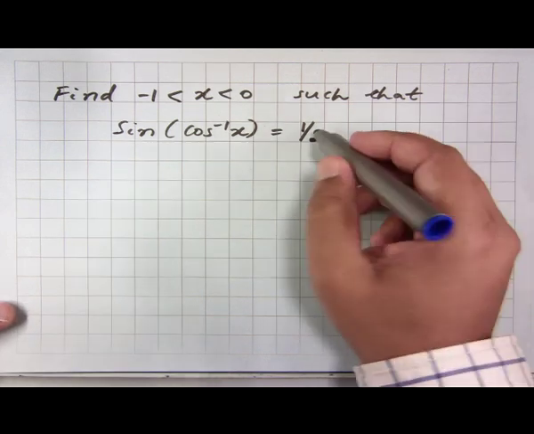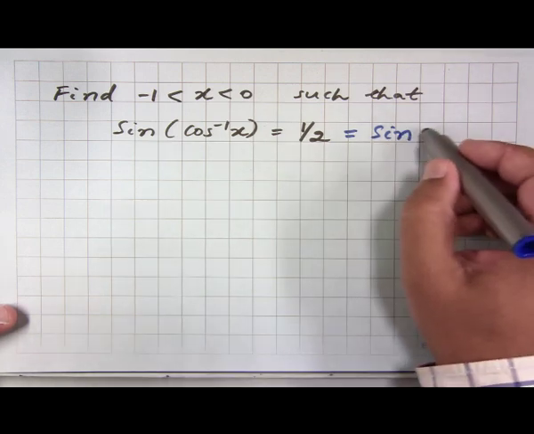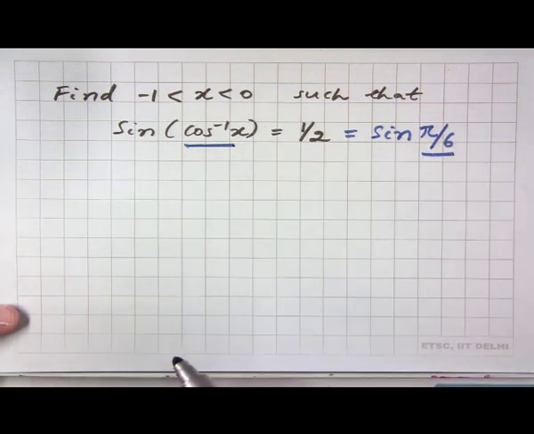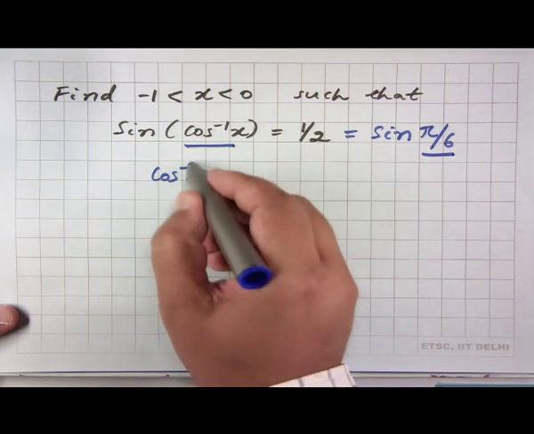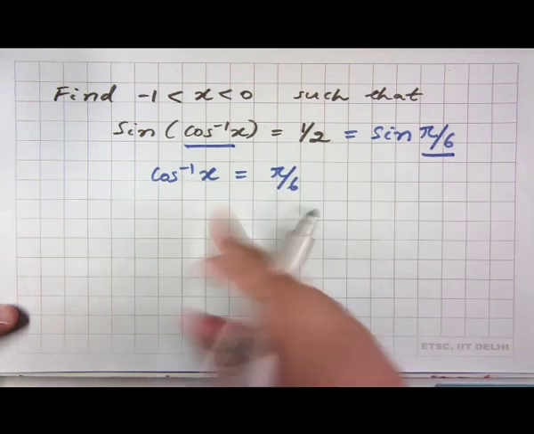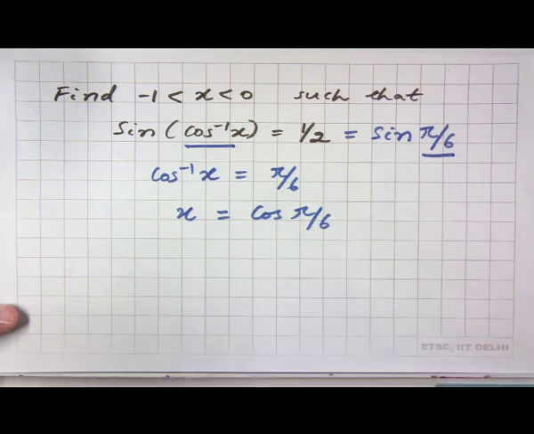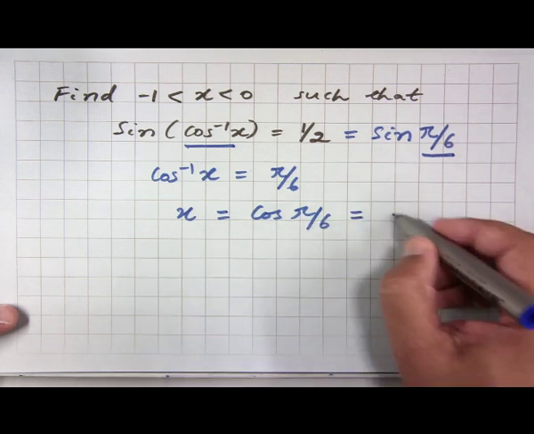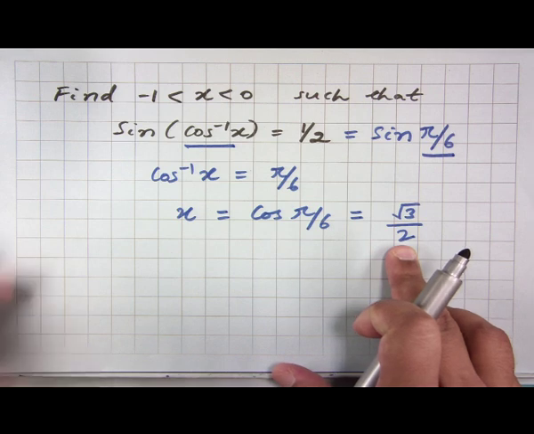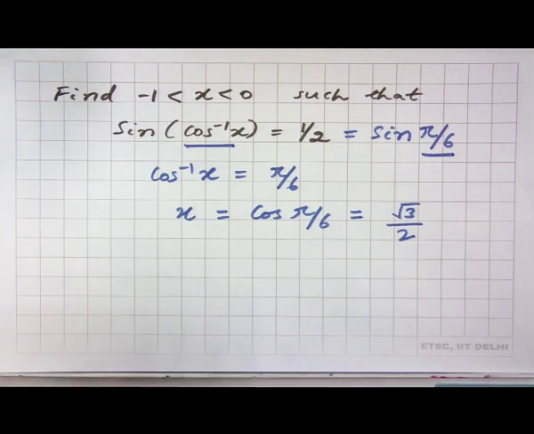Somebody could say that okay, half is equal to sine of 30 degrees, which is pi over 6, and then equate cos inverse x with pi over 6. So, he could write cos inverse x is therefore pi by 6, and then taking cos on both the sides, he would get x equal to cos of pi over 6, which is equal to square root of 3 over 2. The problem is that square root of 3 over 2 does not belong to the interval -1 to 0. So, what do we do in such a case?